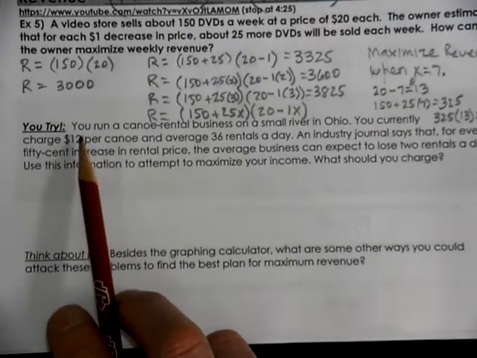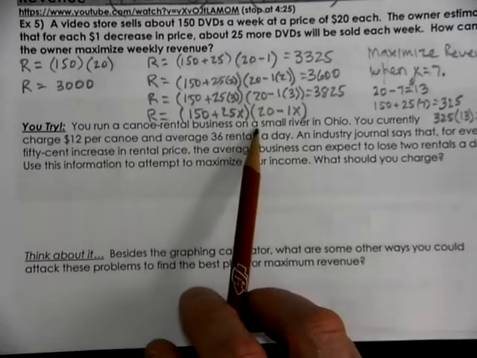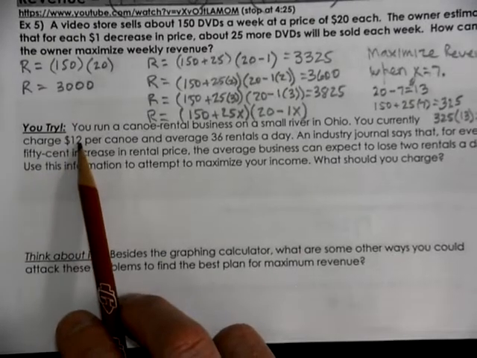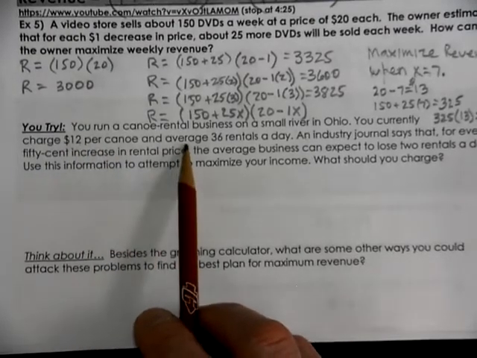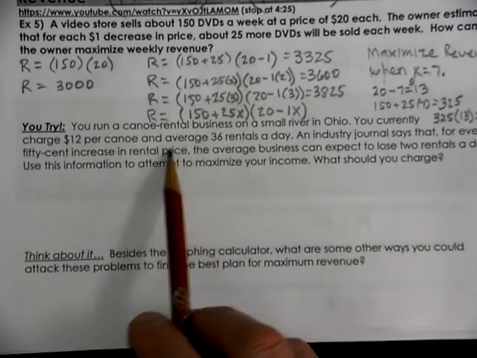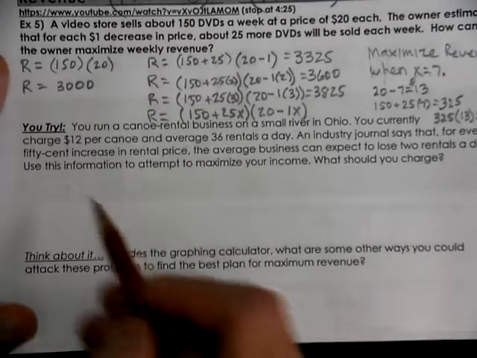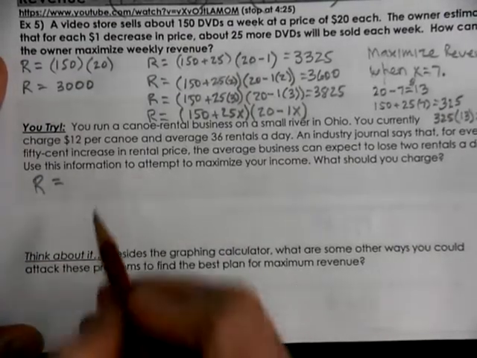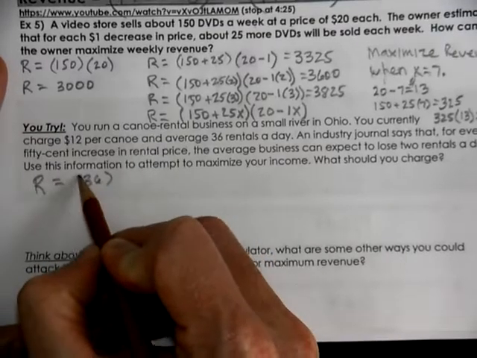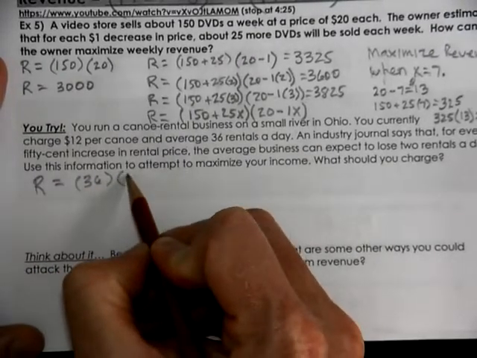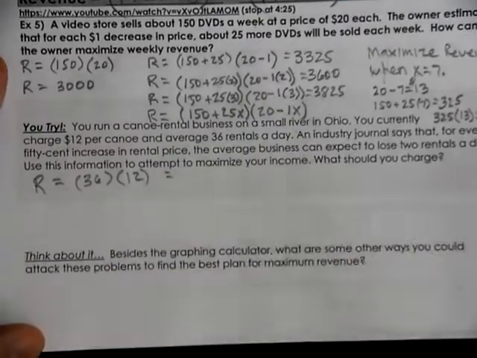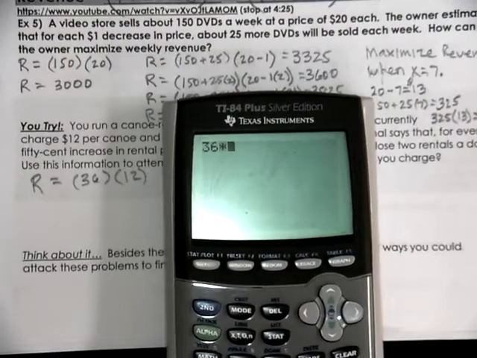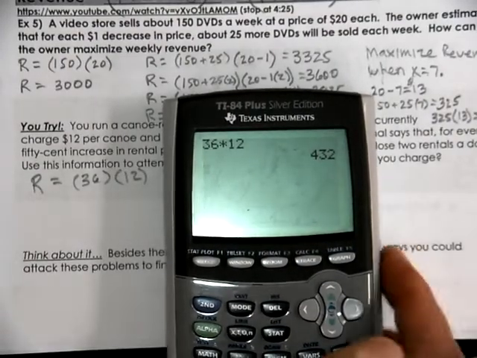A canoe rental. You run a canoe rental business. You currently charge $12 per canoe, and you average 36 rentals a day. So our revenue, the number of items is 36, and the price is 12. And what we can do is take 36 times 12, so we're making $432 a day.